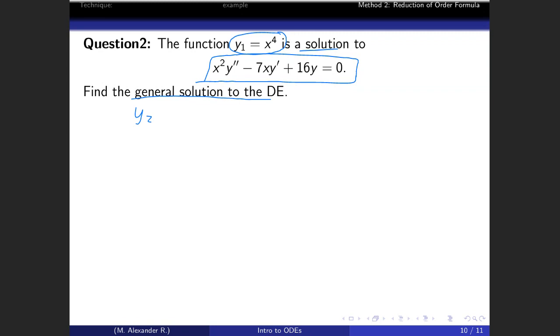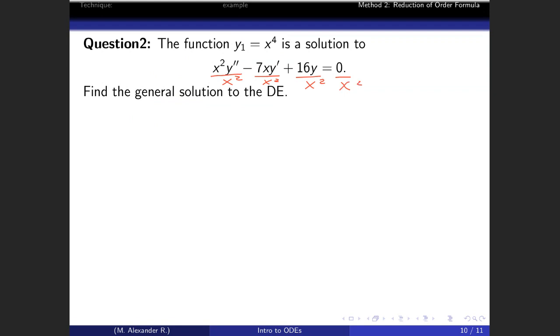But again, in order to use the formula in this case, we need to put the differential equation into the standard form. The equation that we have is not in standard form because the y double prime has an x squared in front of it. Right? So what do we need to do? We need to divide everywhere by x squared.